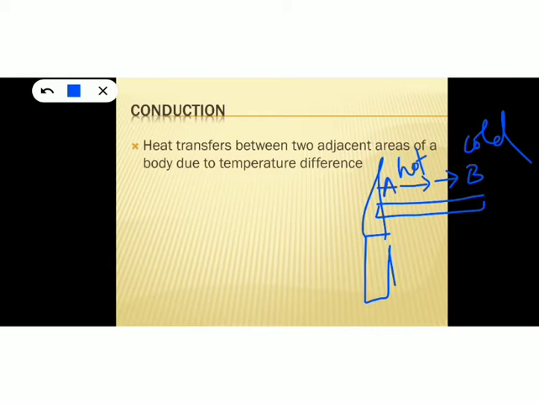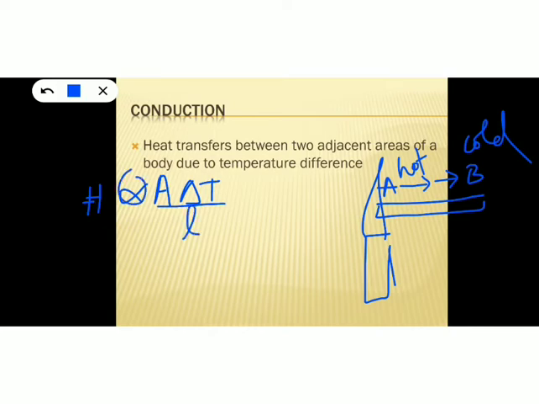And heat conduction can be considered as the time rate of heat flow. At steady state, the time rate of heat flow, that is H, is directly proportional to the temperature change, and also directly proportional to the area, and at the same time inversely proportional to the length of the conductor.